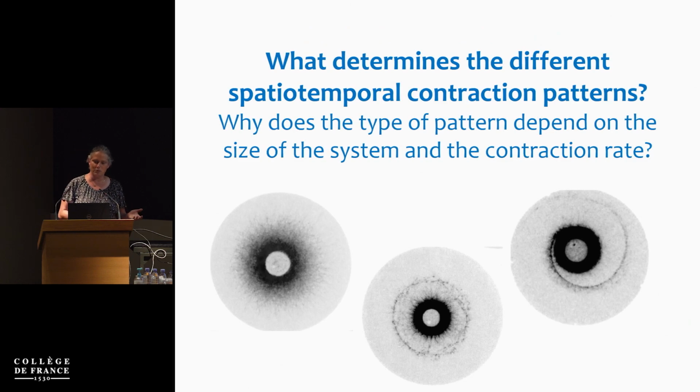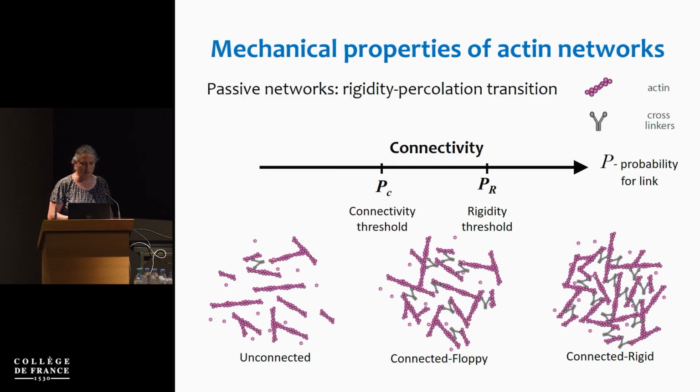Okay, so we want to understand what determines these different spatial contraction patterns that we see, and in particular, why this depends on the size of the system and the contraction rate in the system. And to that, we turn to modeling these disordered networks of actin. If you just have actin and cross-linkers, then these systems can undergo a percolation transition. Basically, if you have low connectivity, which depends both on the density of the actin filaments and the density of the cross-linkers, these will be just unconnected pieces.